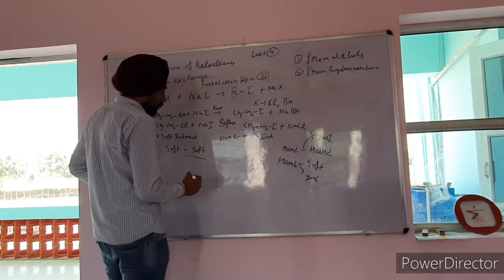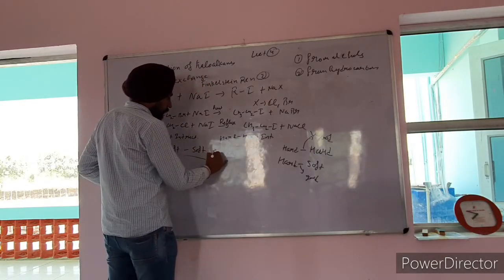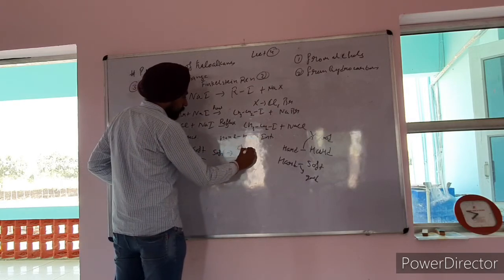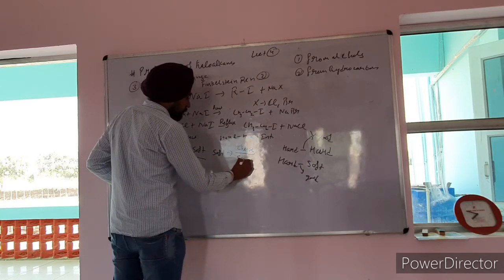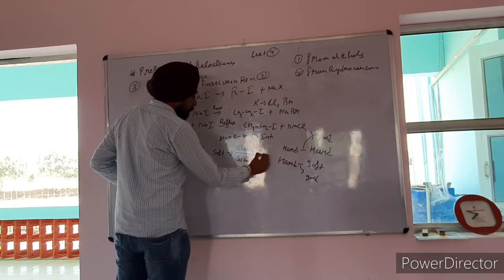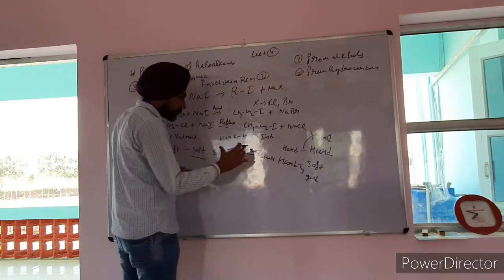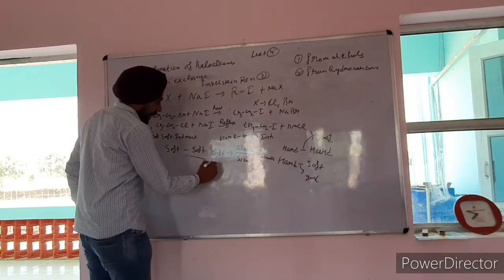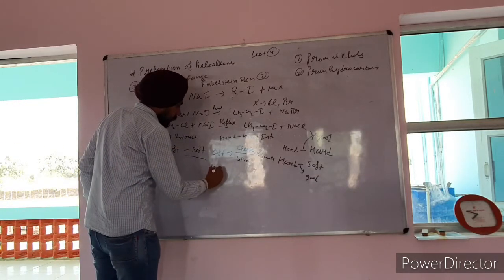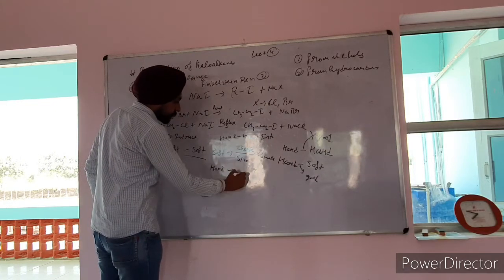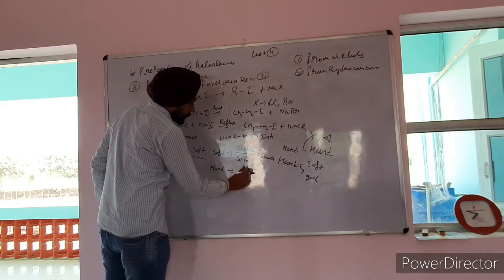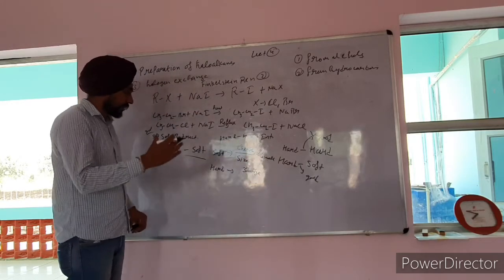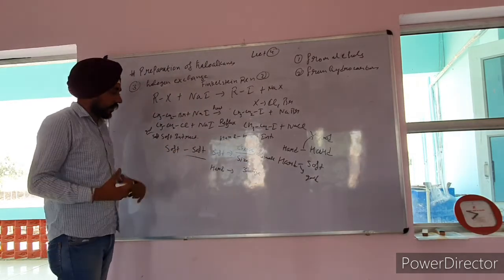The definition for hard and soft molecules: those where charge upon size ratio is small. If charge upon size ratio is small, then the molecule is soft. And if the charge upon size ratio is high, or we can say large, then the molecule is hard.